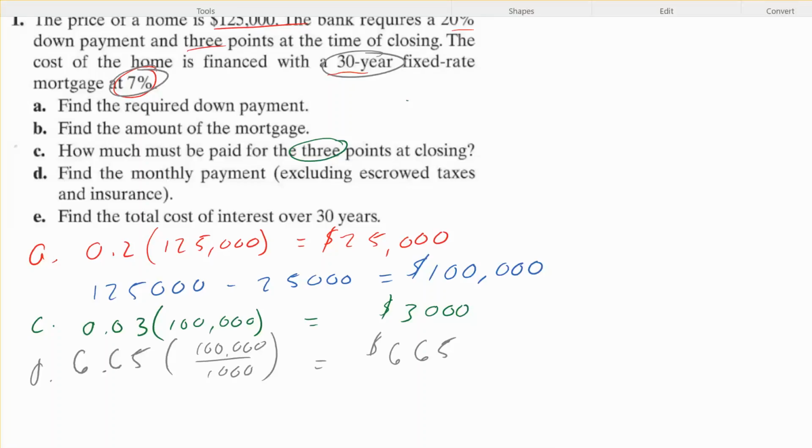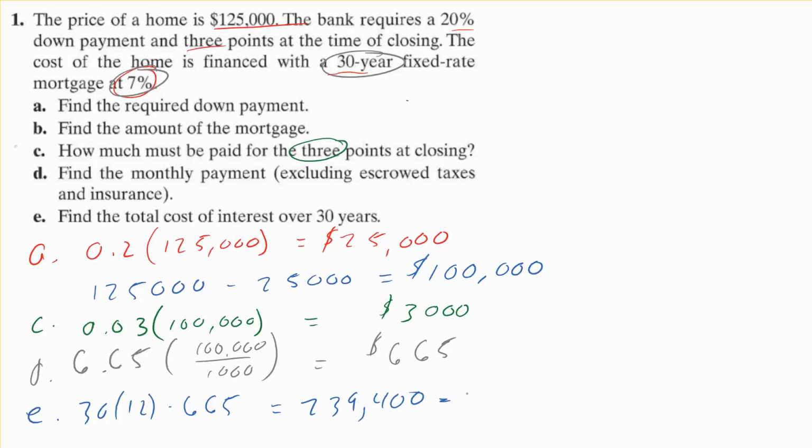And then finally for E, how much interest are we going to pay? So if we do 30 years, so 360 months at $665, that is $239,400 minus the house actually cost $100,000. So our total interest is going to be $139,400. So that answers all of them. What's our homework? Let's get started.